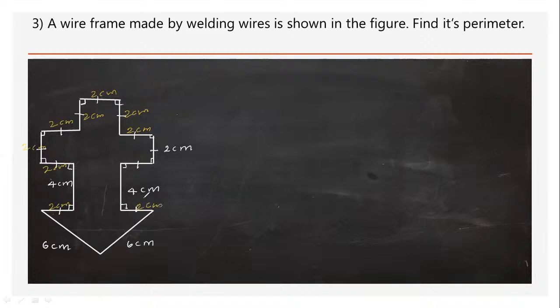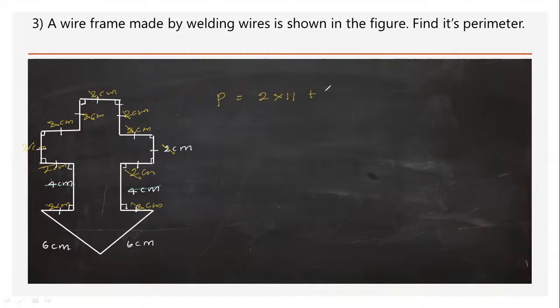Let's count how many 2's. 1, here also 2, 2, 3, 4, 5, 6, 7, 8, 9, 10, 11 twos. Then our perimeter equals 2 into 11 plus. Now check how many 4's are here.